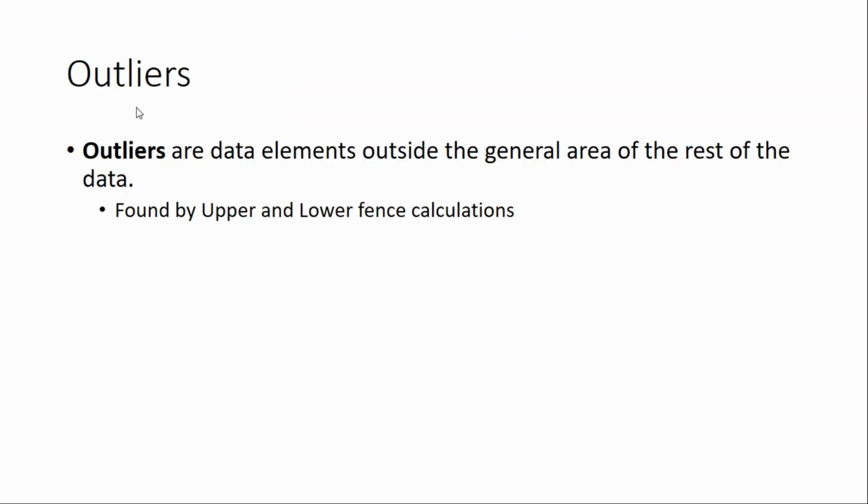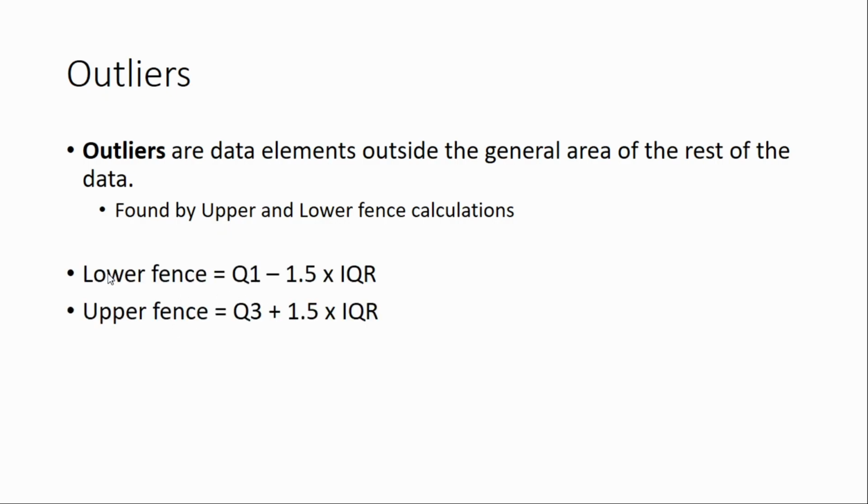Alright, now moving on to something called outliers. So outliers, the definition is that they are data elements that are outside the general area of the rest of the data, and these are found by using upper and lower fence calculations. So the formulas for that is the lower fence is found by doing Q1 minus 1.5 times IQR, and upper fence is found by doing Q3 plus 1.5 times IQR. Just note that we do the multiplication first, just remembering BODMAS. Don't do Q1 minus 1.5 first, because that will give you an incorrect answer.